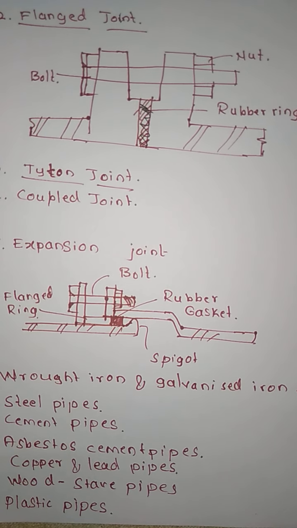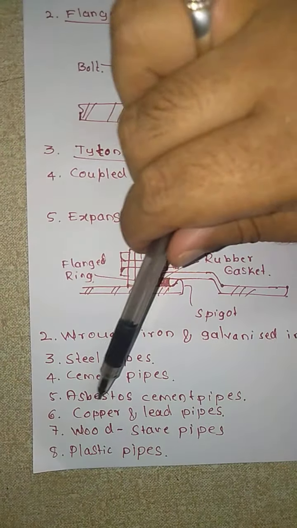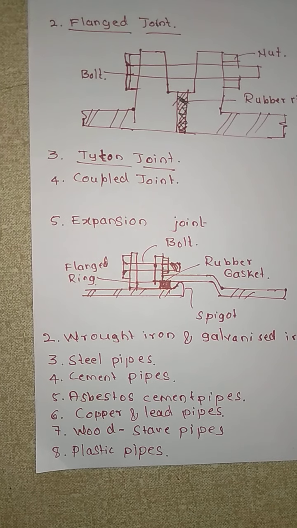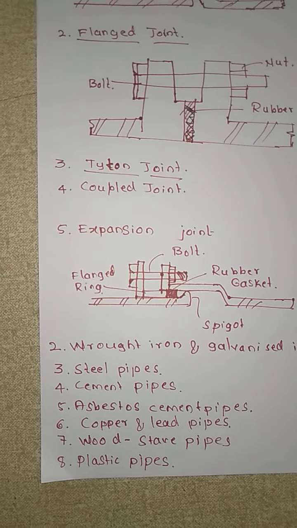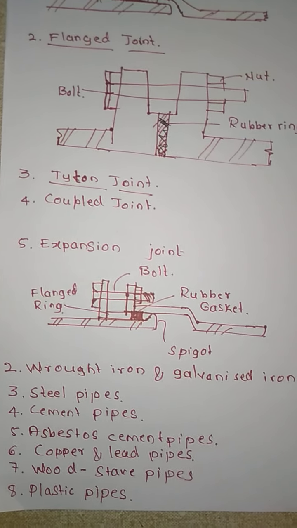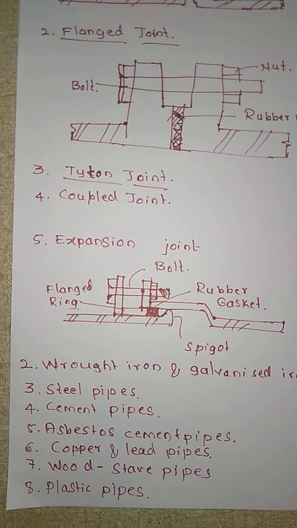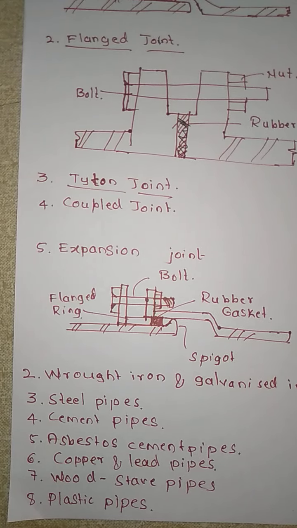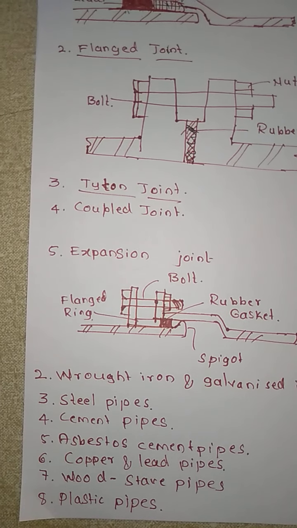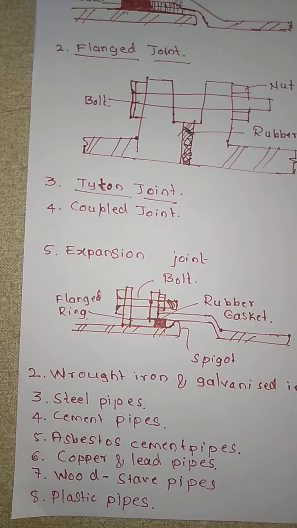Next we will see the next type, that is asbestos cement pipes. As the name indicates, these are manufactured from asbestos fiber and Portland cement under pressure to form a dense homogeneous structure with a bond between the asbestos and the cement, and it is claimed to be completely impervious to the passage of water through its walls.